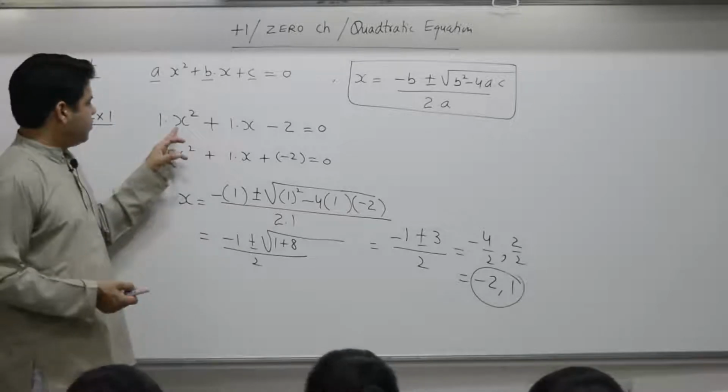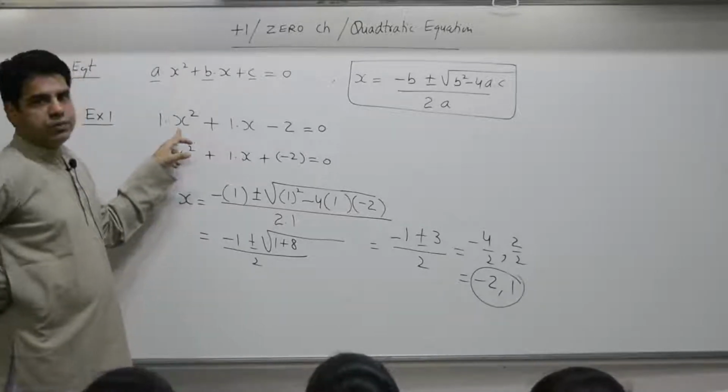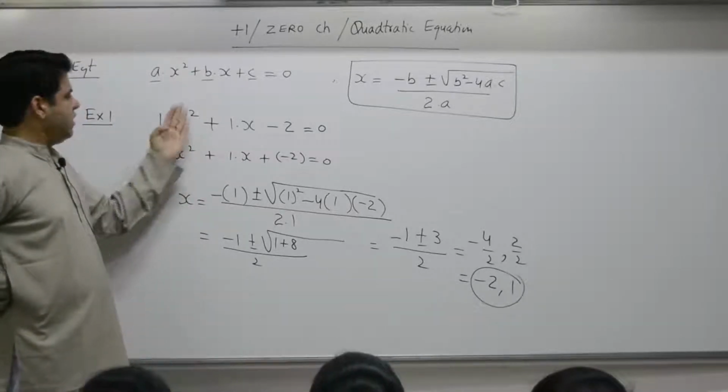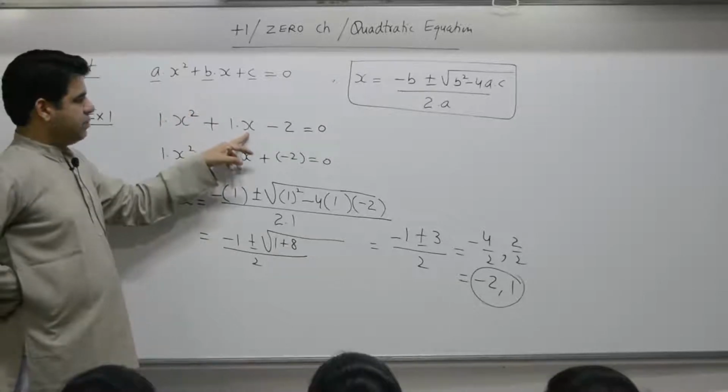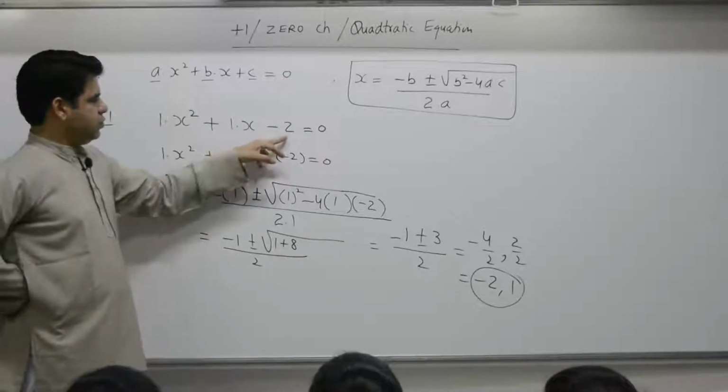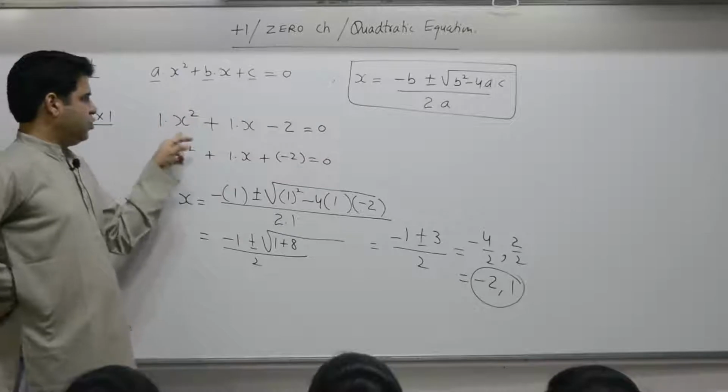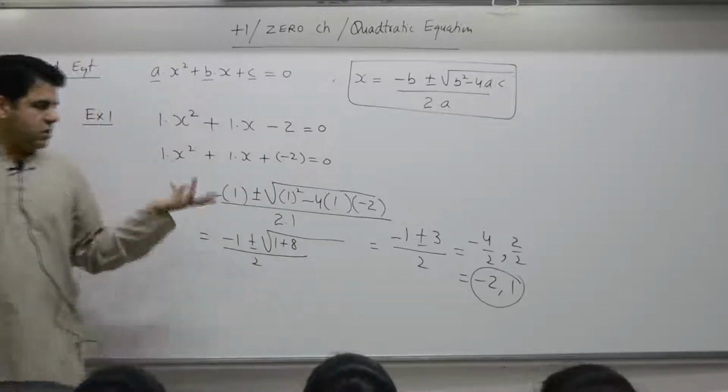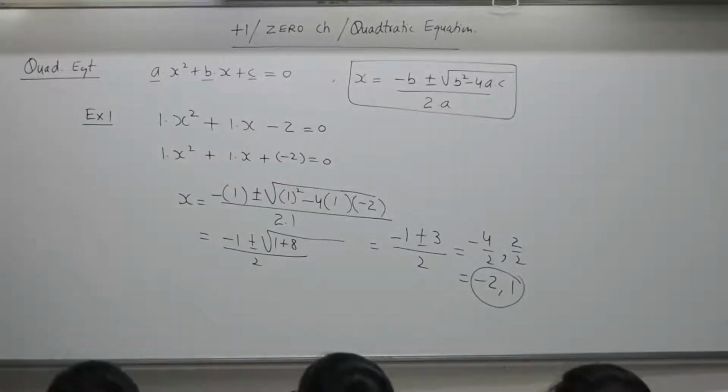If you want to confirm, put x is equal to minus 2. Minus 2 square करोगे ना आ जाएगा 4. X is equal to minus 2. Minus 2 and minus 2, this is minus 4, this is plus 4. The answer is 0. Similarly, you can confirm for second part also. Book बंद चाहिए.